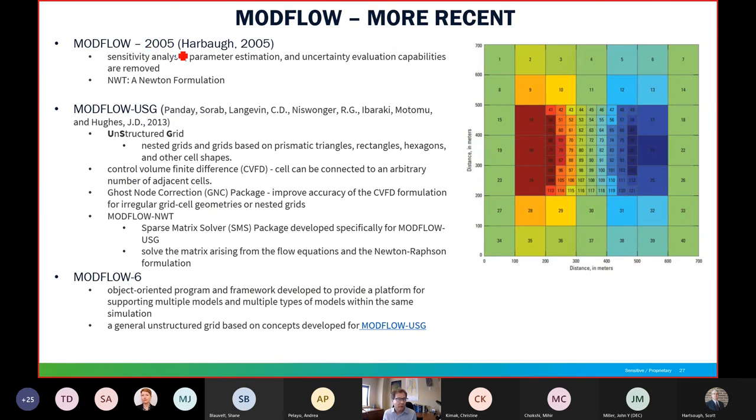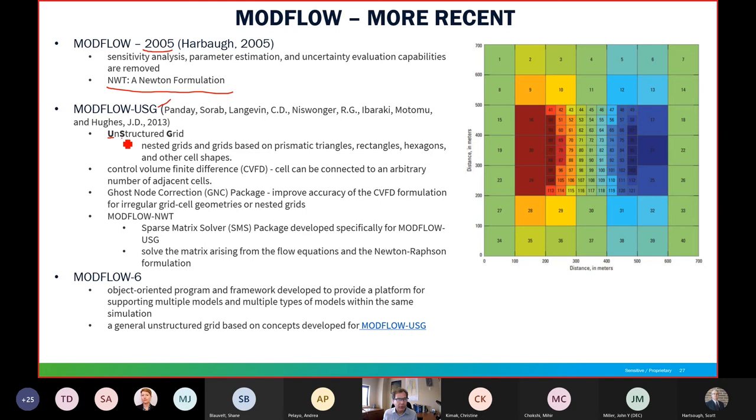As MODFLOW evolved, 2005 really became a paramount change in MODFLOW, and I'll bring that up as I get into details of the NWT, the Newton formulation, which was a new solver that really overcame a lot of the hurdles of the numeric model and convergence issues that were present in complicated models pre-2005.